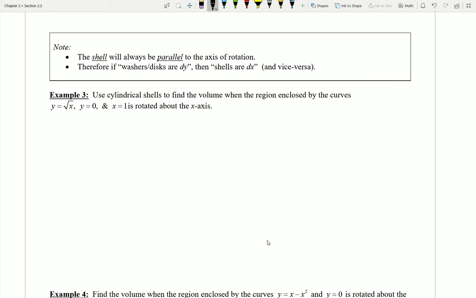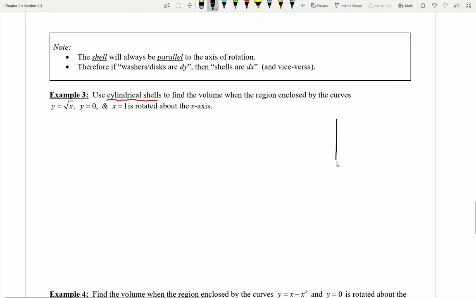So let's take a look here now at example number 3. And we'll use these notes that we talked about in the last video to kind of help us think through this question. Notice here I'm forcing our hand to use the cylindrical shell method to find the volume of the region enclosed by these curves. So I'm going to go ahead and start to sketch out what this will look like.